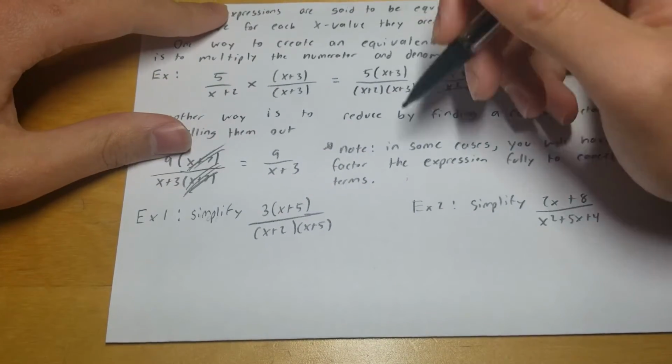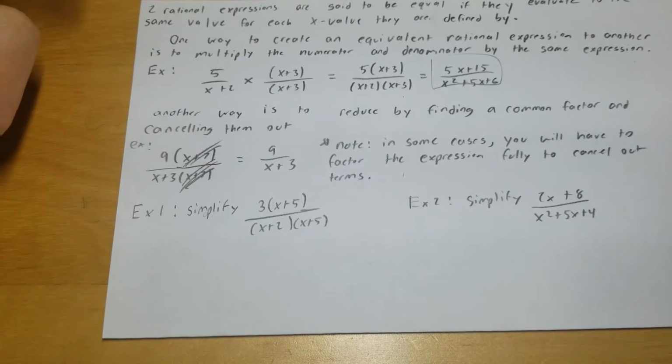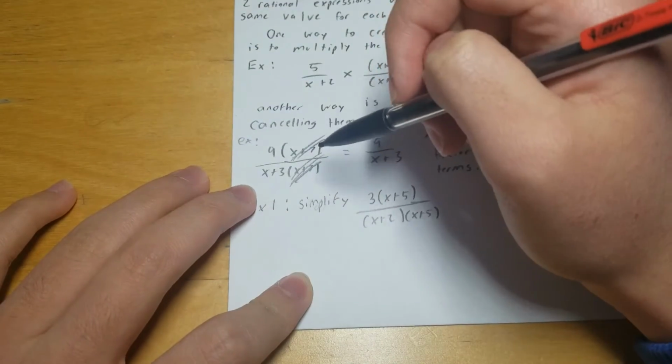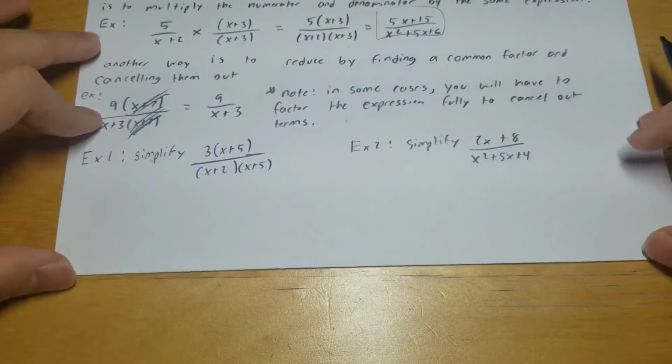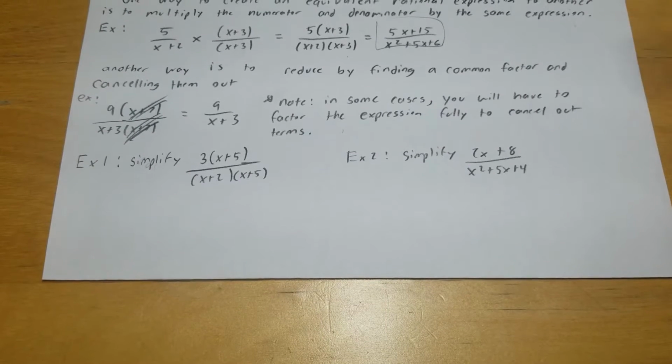A little side note: in some cases, you will have to factor the expression fully to cancel out the terms. It will not always be given to you in this form. Sometimes you have to find it by yourself, and we're going to do 2 examples like that. So right now, pause the video, try these 2 examples out, and we'll get started.